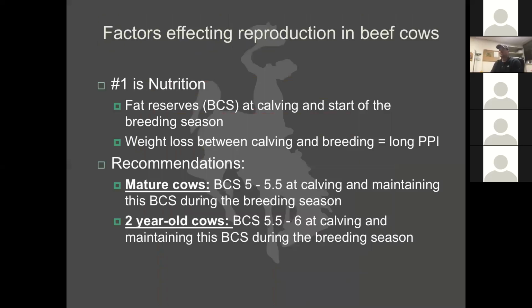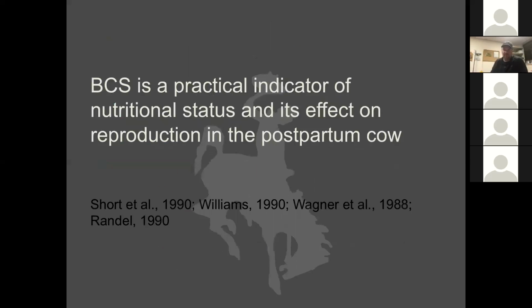Have you guys talked about body condition scoring? Do you guys know what a body condition score is? Anybody? Well, I'll assume the silence is maybe no. So I don't know if I have any slides on here that show. Let me see real quick. Yeah, I do. Okay, we're good.